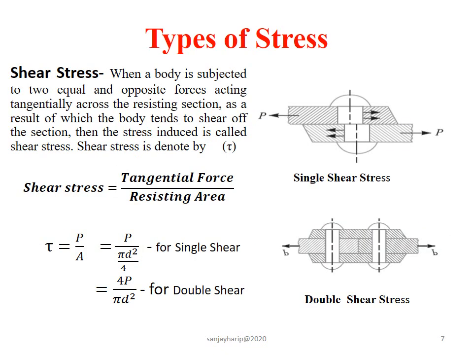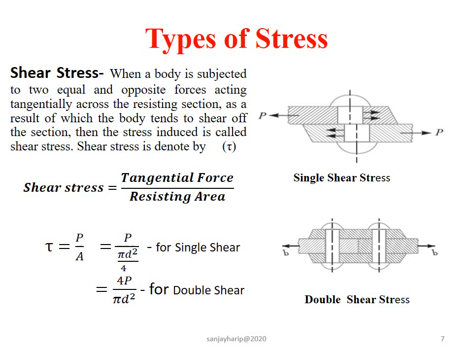Let us see shear stress. When a body is subjected to two equal and opposite forces acting tangentially across the resisting section, as a result of which the body tends to shear off the section, then the stress induced is called shear stress. In the slide, there are two figures shown. The upper figure is of single shear stress and the second figure is of double shear stress.